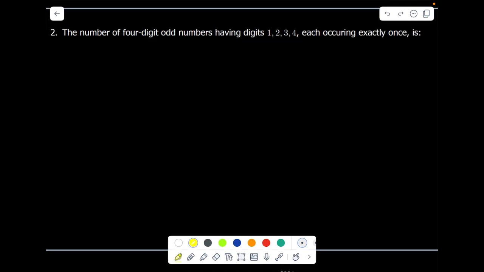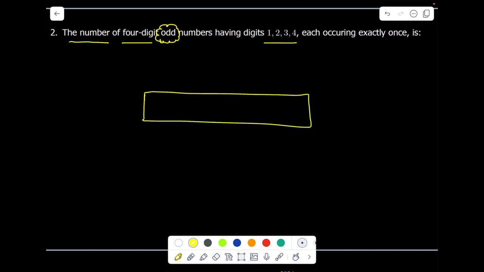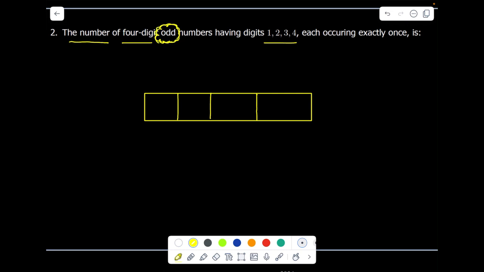Let's solve second question. Second question is the number of four digit odd numbers having digits 1, 2, 3, 4. So here we need a four digit number like this: 1, 2, 3 and 4. So guys, if you want to create an odd number, its unit place should be odd only. So here we have four numbers, and from these four numbers we need to create a four digit number. So how many numbers are odd here? 1 and 3 are odd. So here you can fill this place by two numbers, 1 or 3. So you have two choices to fill units place.